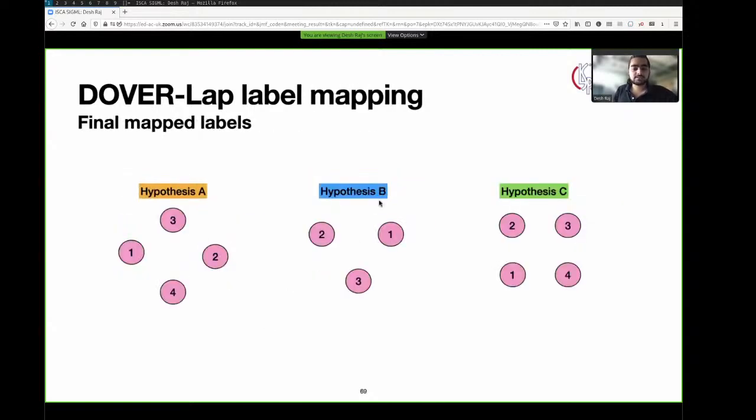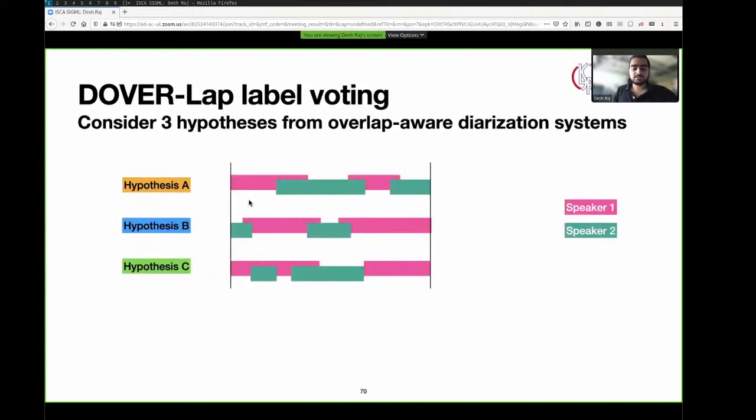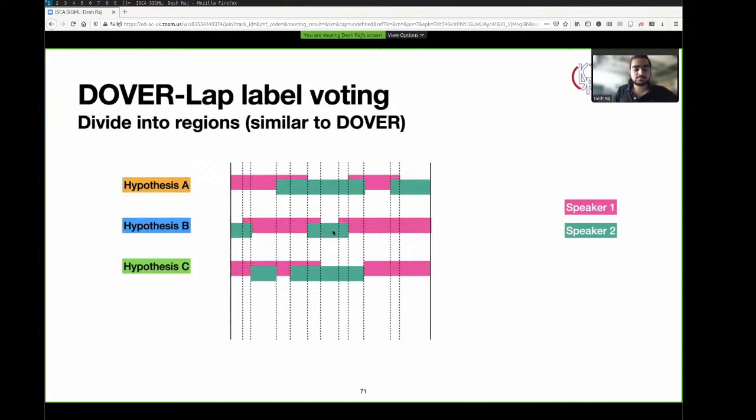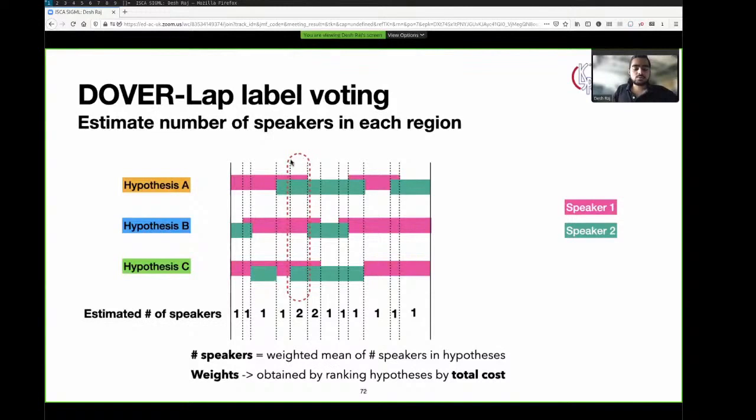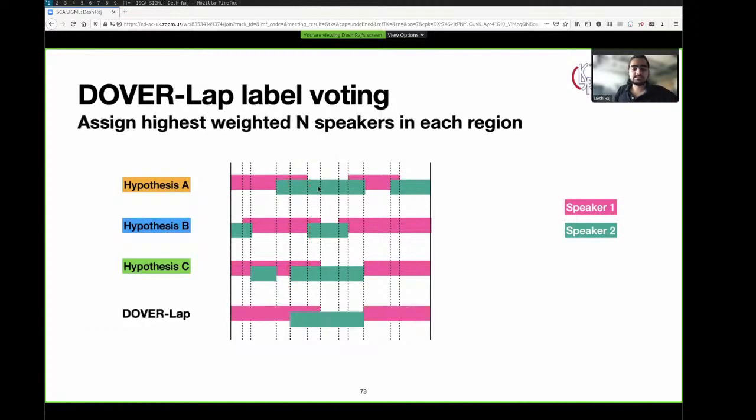Once we have this mapping, we can again do something very similar to DOVER, which is we divide all the hypotheses into regions based on the time segments. But instead of doing a simple majority voting, as DOVER does, we first estimate the number of speakers in this region. For example, hypotheses A and C for this region predict 2 speakers, while hypothesis B predicts just 1 speaker. So we take the weighted mean of that, and we then decide to assign 2 speakers in this region. And we take the top 2 speakers based on votes from all the hypotheses, and we perform the final voting. This is how DOVER-Lap differs from DOVER in the voting process. And finally, the result of this is that we combined all the three hypotheses and obtained an overlap-aware diarization output.